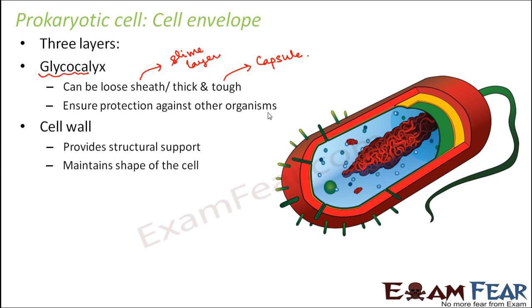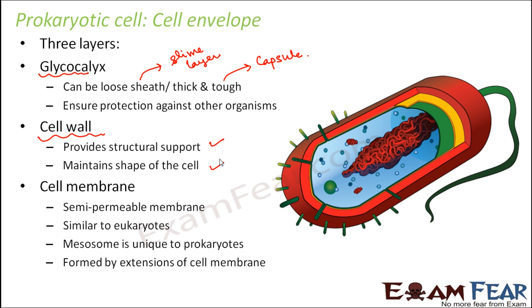The next layer is the cell wall. Cell wall, again, we all know what the cell wall is made up of, what the layers of the cell wall are. So I'll not get into those details. It provides structural support. It maintains the shape of the cell as it did in case of eukaryotes. And the third one is the cell membrane, which is the semi-permeable membrane, or what we call selectively permeable membrane. The structure and everything is similar to the eukaryotes.